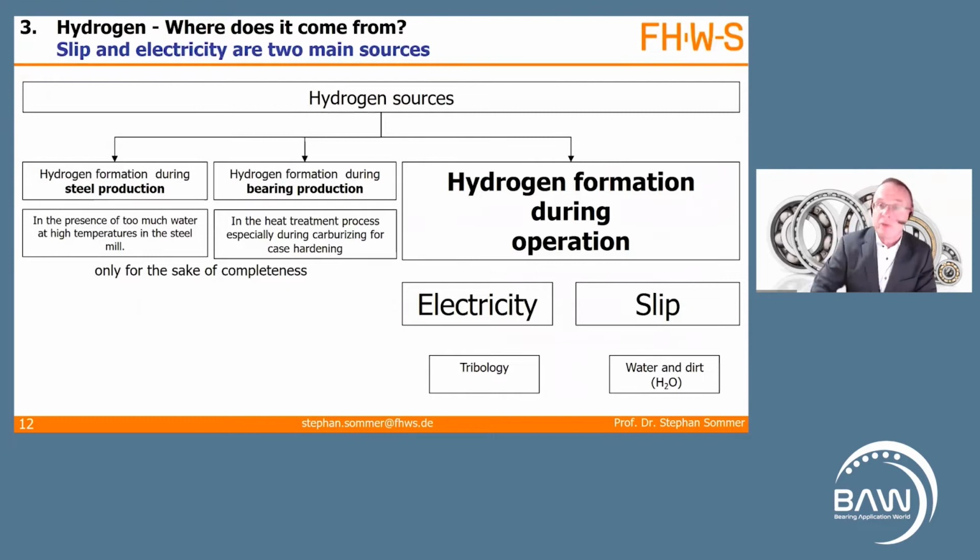So hydrogen, where does it come from? Only for the sake of completeness, there is hydrogen formation during steel production and during bearing production. But I would like to focus on hydrogen formation during operation. And it's, like I just said, electricity and slip. Topology and water play a role too, but let's focus on electricity and slip. Let me go to electricity.